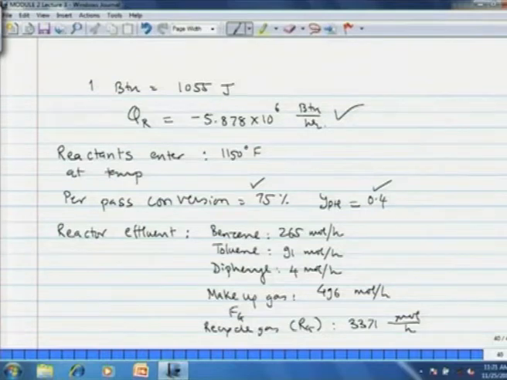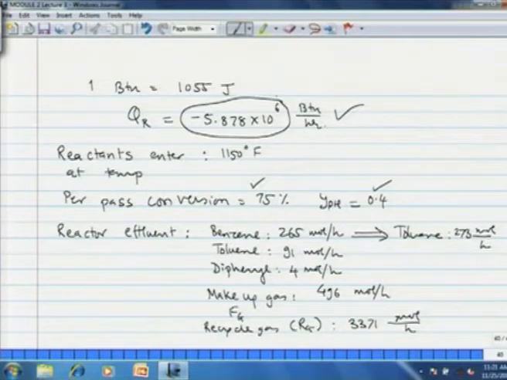Okay. However, now what we do is that instead of using benzene, we take toluene, 273 mole per hour, for calculation of the adiabatic temperature rise. That means the heat that is generated in the process, 5.8 million BTU per hour, is absorbed by total toluene, then makeup gas and recycle gas. We do not consider at this moment the products. Okay. Now, what will be the exit temperature if the entry temperature is 1150?